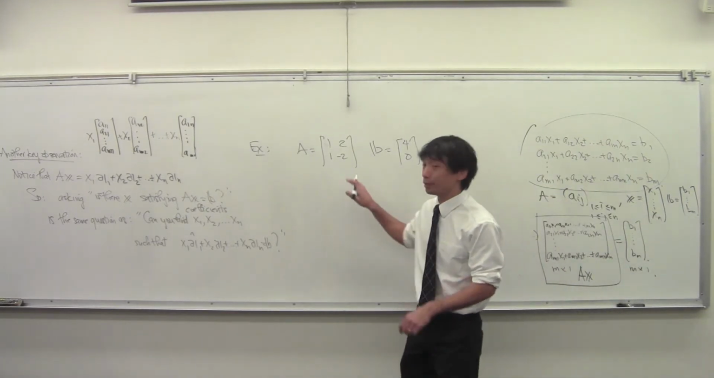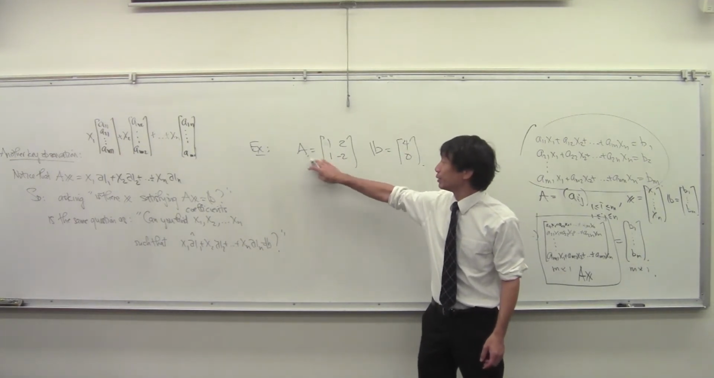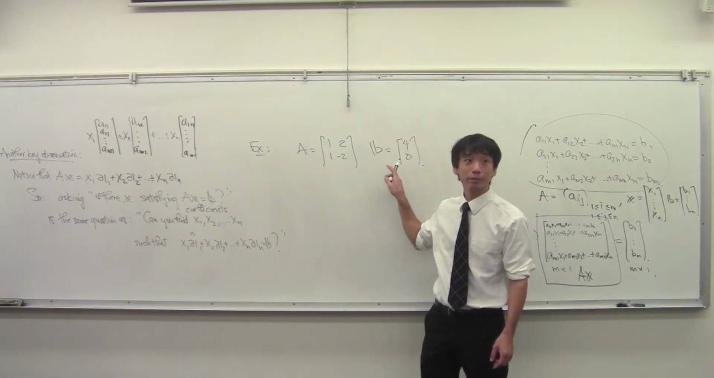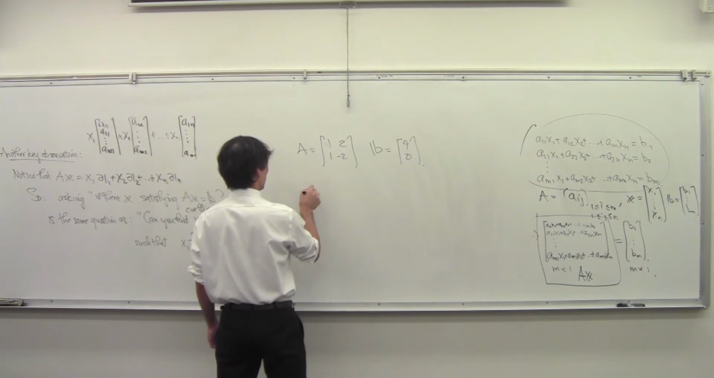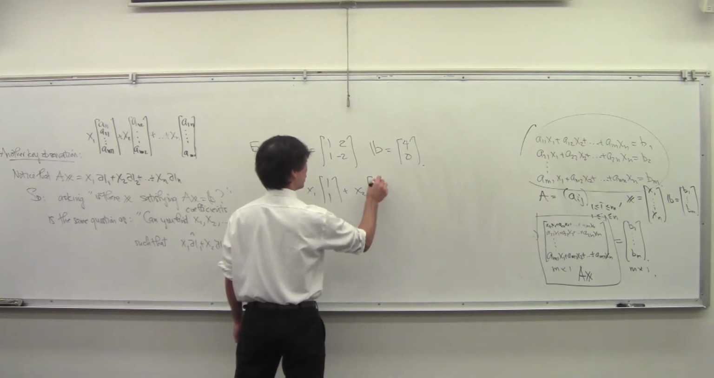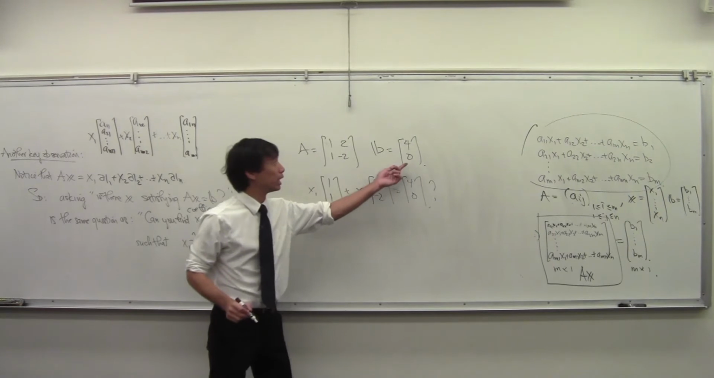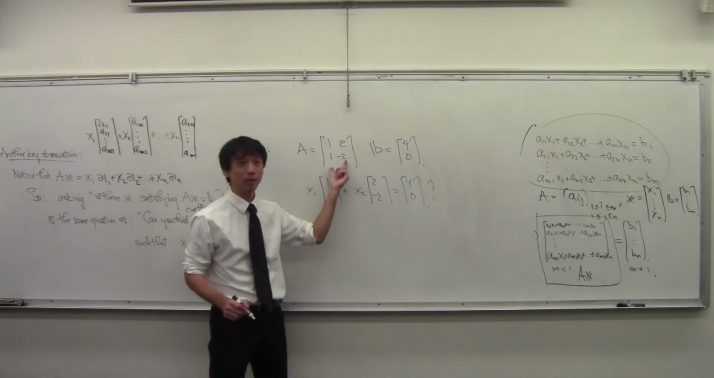Okay, so everybody look here. Here's a matrix 1, 2, 1, negative 2. Here's a vector 4, 0. Can you find coefficients x1 and x2 so that x1 times the first column plus x2 times the second column equals 4, 0? Can you realize 4, 0 as some sort of combination of the columns here?